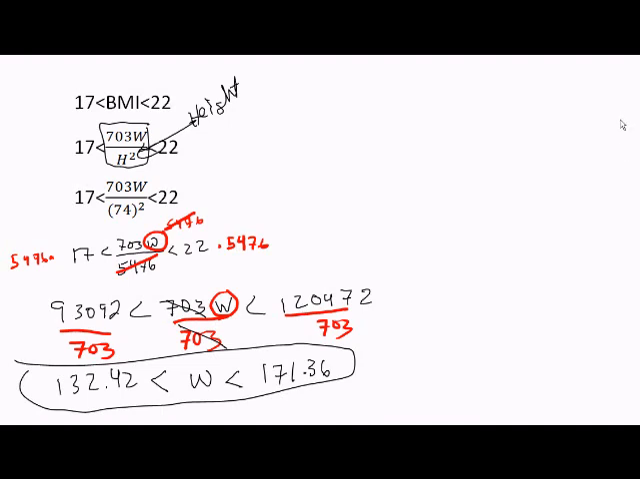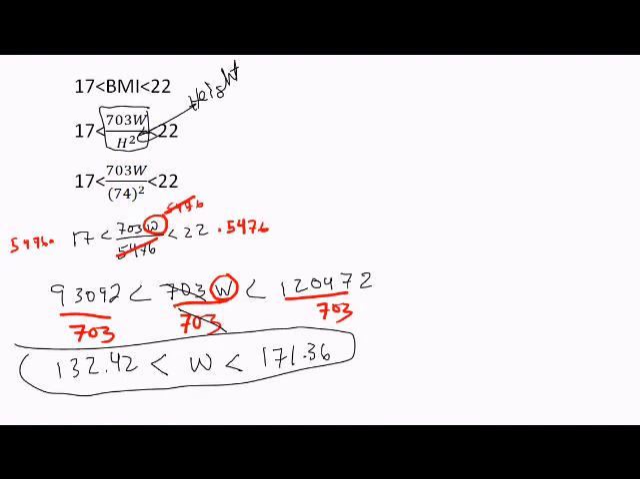The question is, what weight would I need to be to have my body mass index within the 17 to 22% range? To be 17%, my weight would have to be 132 pounds. The upper part of the BMI of 22%, I'd have to be 171 pounds. I can guarantee I am not between 132 and 171 pounds.